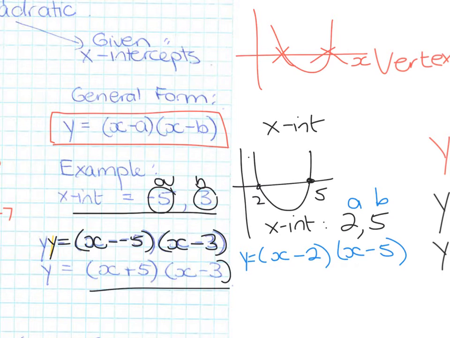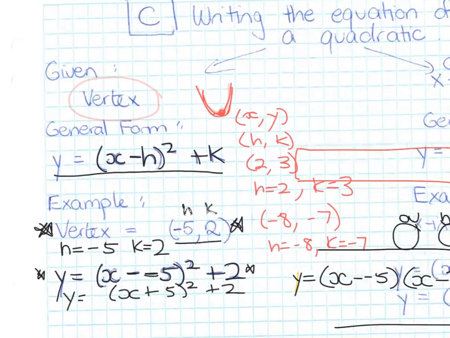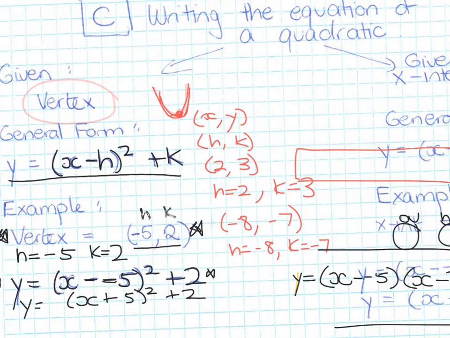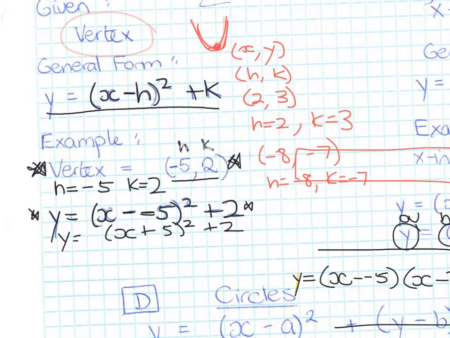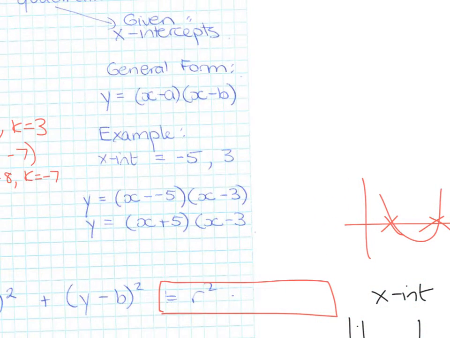And that's the answer. So, to summarise, if you've got a vertex, you call the coordinates of the vertex h and k, and you put that into this formula. If you've got the x-intercepts, you call them a and b, and you put them into that formula. Hope that helps.